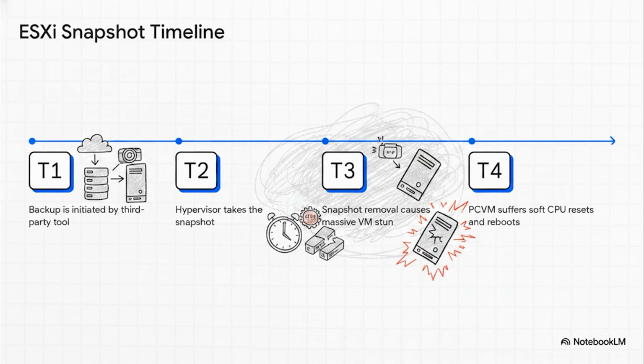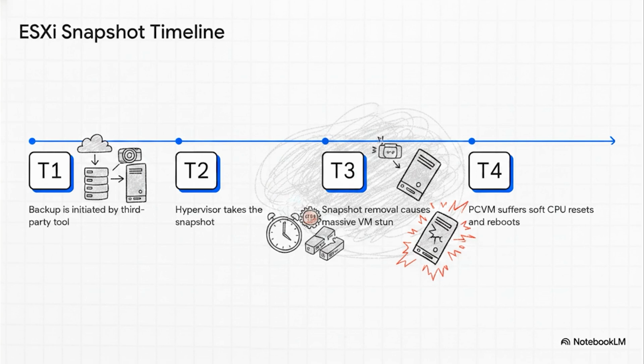T1, the backup initiates. T2, the hypervisor actually takes the snapshot. But T3 is where the real damage happens, snapshot removal. The backup software has to consolidate those delta disks and remove the snapshot, right? Well, that is an incredibly I/O-intensive process, and it causes a massive VM stun.